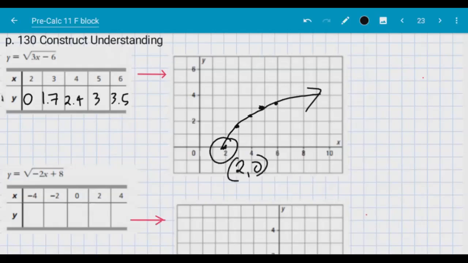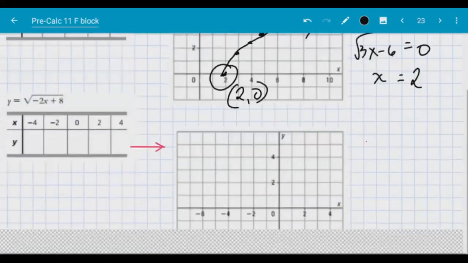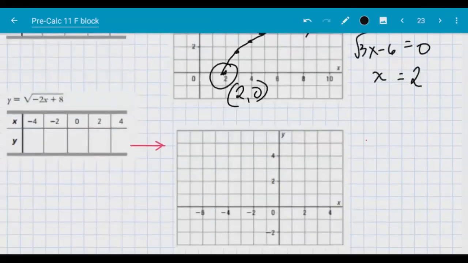And it says to solve the equation root of 3x minus 6 is equal to 0. That means for the root of 3x minus 6 equals 0, the graph shows that the x-intercept is going to occur at x equals 2. That's why that is the answer. Okay. Next one, y equals root of negative 2x plus 8.